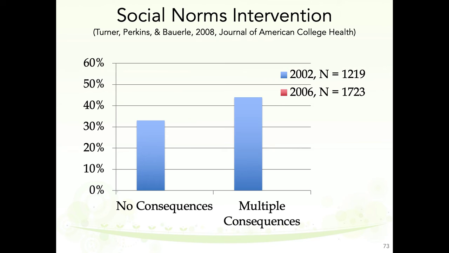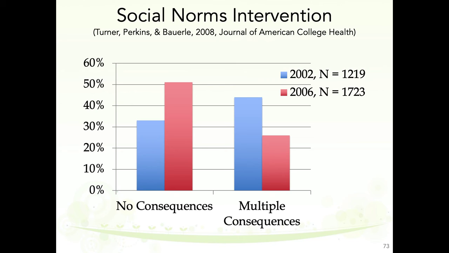And what you see is that in 2002, maybe before the intervention has largely taken hold, there are actually more students who report multiple consequences from that list than no consequences. So that's a suggestion that there was heavy drinking, which is, of course, why they did the intervention there in the first place, because they had a system-wide problem.